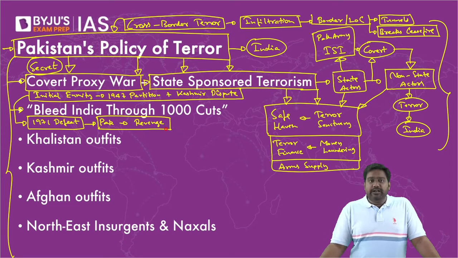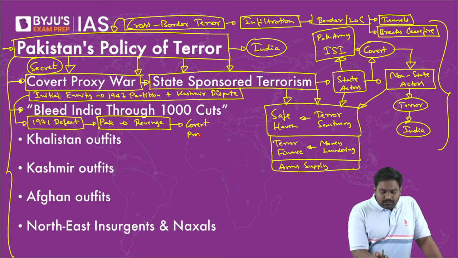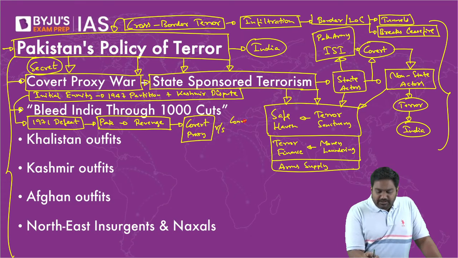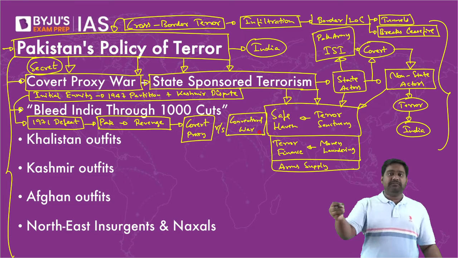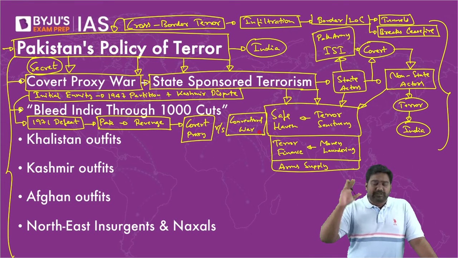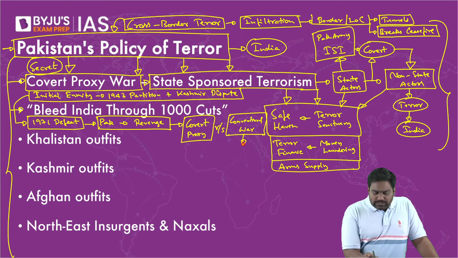To target India and break India, it has relied on the covert proxy option because it realized that covert proxy wars are advantageous. It's much better than your regular conventional wars. Because see, by 1971, Pakistan had fought three wars with India, right? 1947, 1965, and 1971. All three were conventional wars fought using your conventional armed forces. Pakistan realized that it lost all the conventional wars.